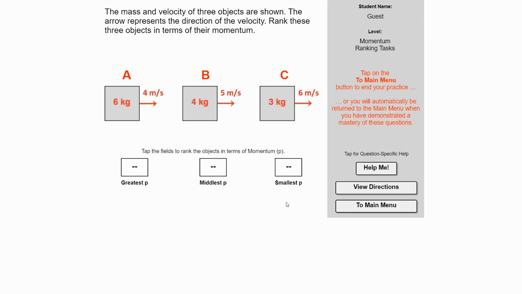And what is the equation for momentum again? Good. p is equal to m times v. So what do you think you should do for these? Multiply the mass times your velocities. So 6 times 4 is 24. 4 times 5, 20. 3 times 6, 18. So what order should I put it in? A, B, C.